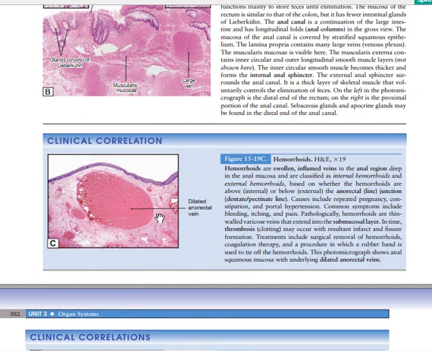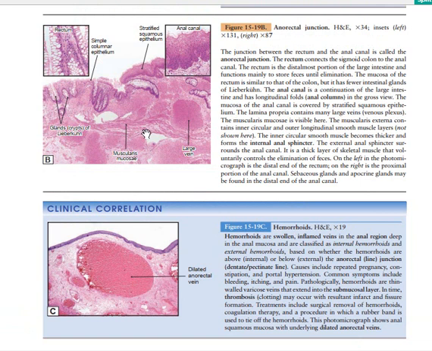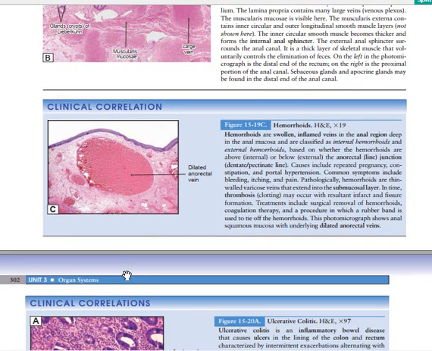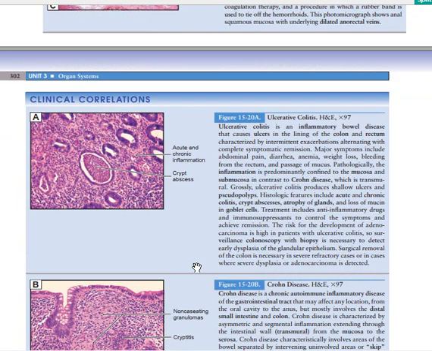So the clinical correlation at this junction is going to be hemorrhoids, and hemorrhoids are swollen inflamed veins in the anal region deep in the anal mucosa, and are classified as internal hemorrhoids and external hemorrhoids based on whether the hemorrhoids are above or below the anorectal line. So that's why the anorectal line, the line that distinguishes between the anus and the rectum, is very important. So how do you visualize hemorrhoids on the histology section? You're going to see dilated anorectal veins.